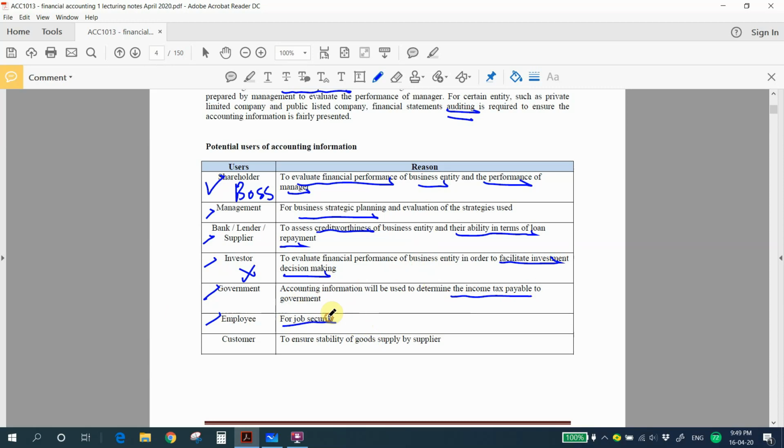Next, employee. For job security, if you are an employee of the company, you will definitely worry whether your company is able to make salary payments to you. So if you have a chance to review the financial statement, of course this will give you some security on whether the company has the ability to make payment or not. Last one, customer. Customers sometimes need your financial statement because they want to ensure you are stable. When you are stable, they can make sure that the goods supplied by you are also stable.